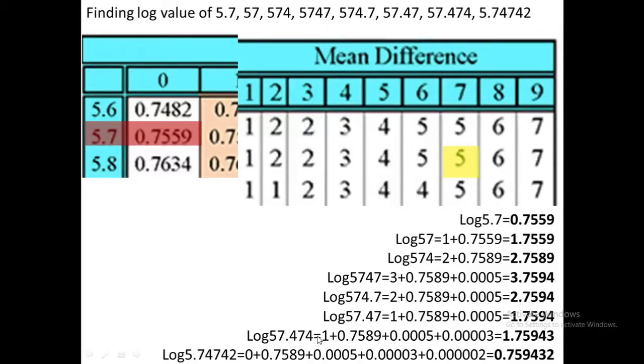Suppose we have to calculate the value of log 57.474. Again, it is 57, so first we will write 1, then 5.7 on 4, it is showing 0.7589. Then the mean difference on 7 is 0.0005. The mean difference on 4 is 0.00003, and in the same way we can also find out the value of log 5.74742.